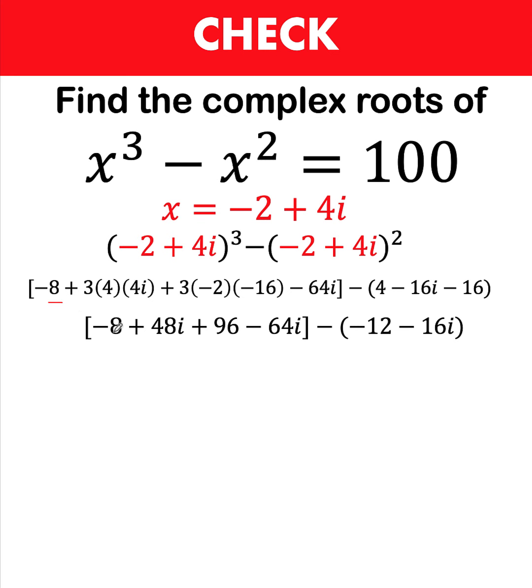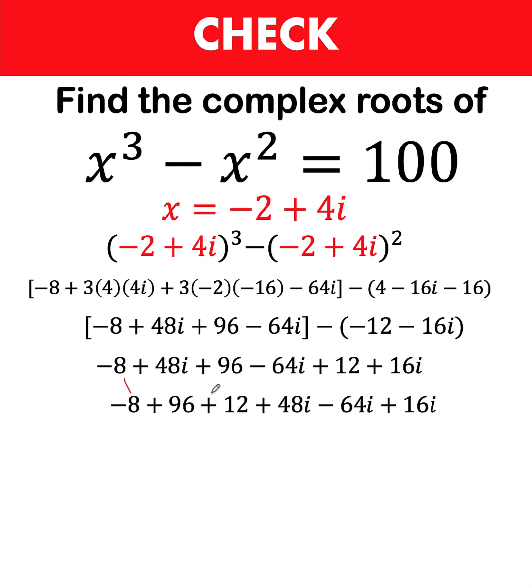So we have this negative 8 here. 3 times 4 is 12 times 4i is 48i. 3 times negative 2 times negative 16 is positive 96. Copy minus 64i. Then in here, 4 minus 16 is negative 12, copy minus 16i. And let's remove the grouping symbol now. So there's no problem here. This is preceded by a plus sign. We just copy up to this part. But this is preceded by a negative sign. We change all the signs of the terms inside the parentheses from negative 12 to positive 12, from negative 16i to positive 16i. Then combine like terms.